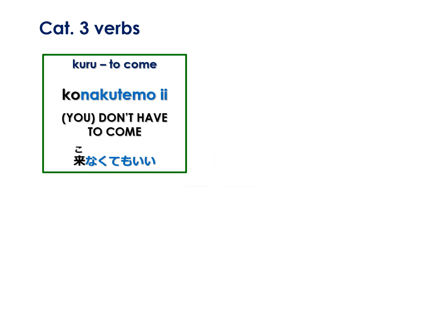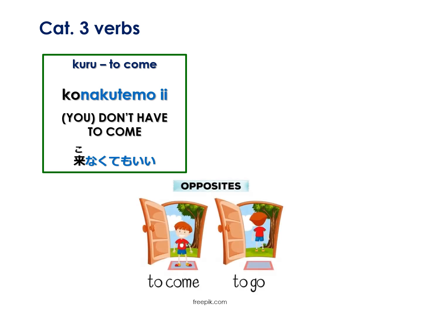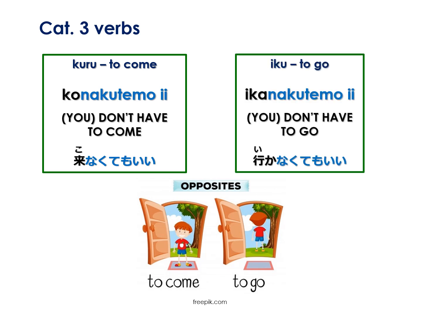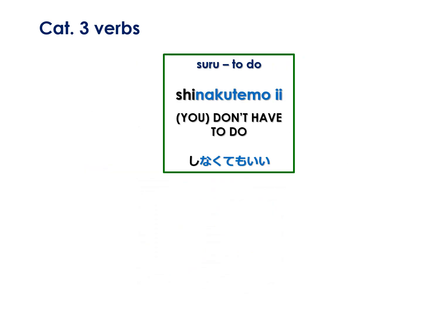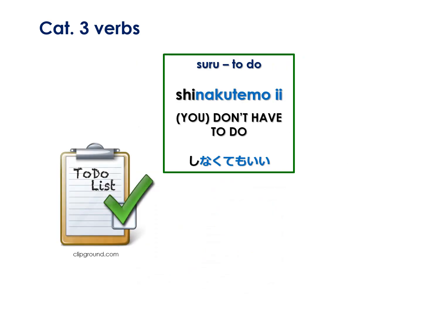And for category 3 verbs, kuru means to come, and konakutemo ii means you don't have to come. Iku means to go, and ikanakutemo ii means you don't have to go. Suru means to do, and shinakutemo ii means you don't have to do.